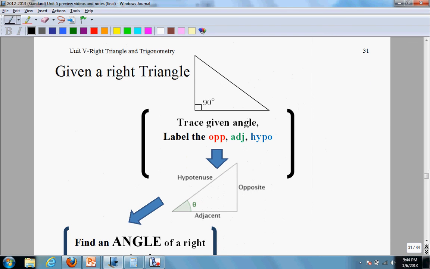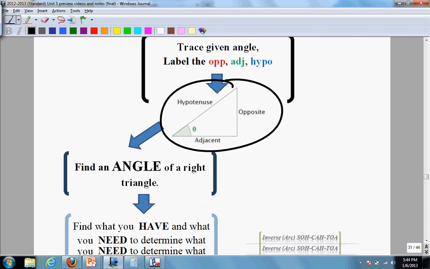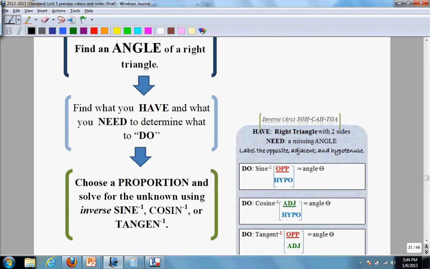Okay, another thing you're going to be looking for is angles. When you're working with angles, you start by labeling opposite, adjacent, and hypo. Determine have, need, do, but now you're going to use what's called inverse cosine, inverse sine, and inverse tangent. It looks like this. Inverse sine is sine -1. Inverse cosine is cosine -1. Inverse tangent. Another word for inverse, you might see this in another textbook, is arc.